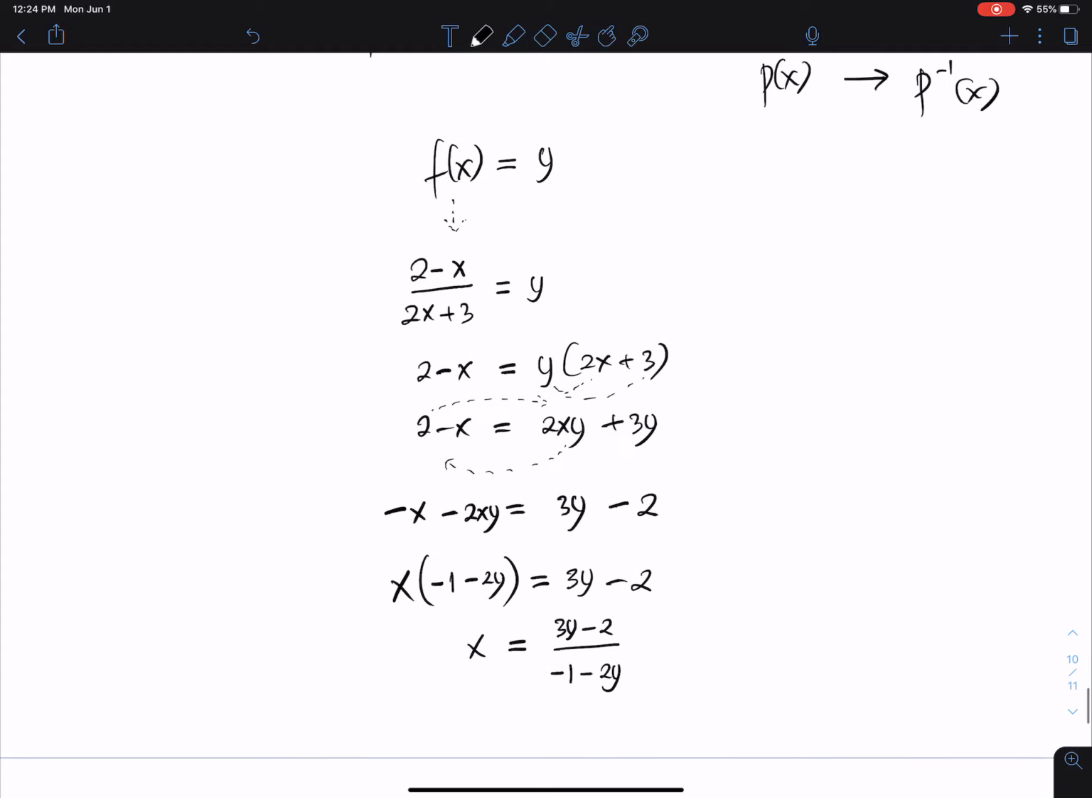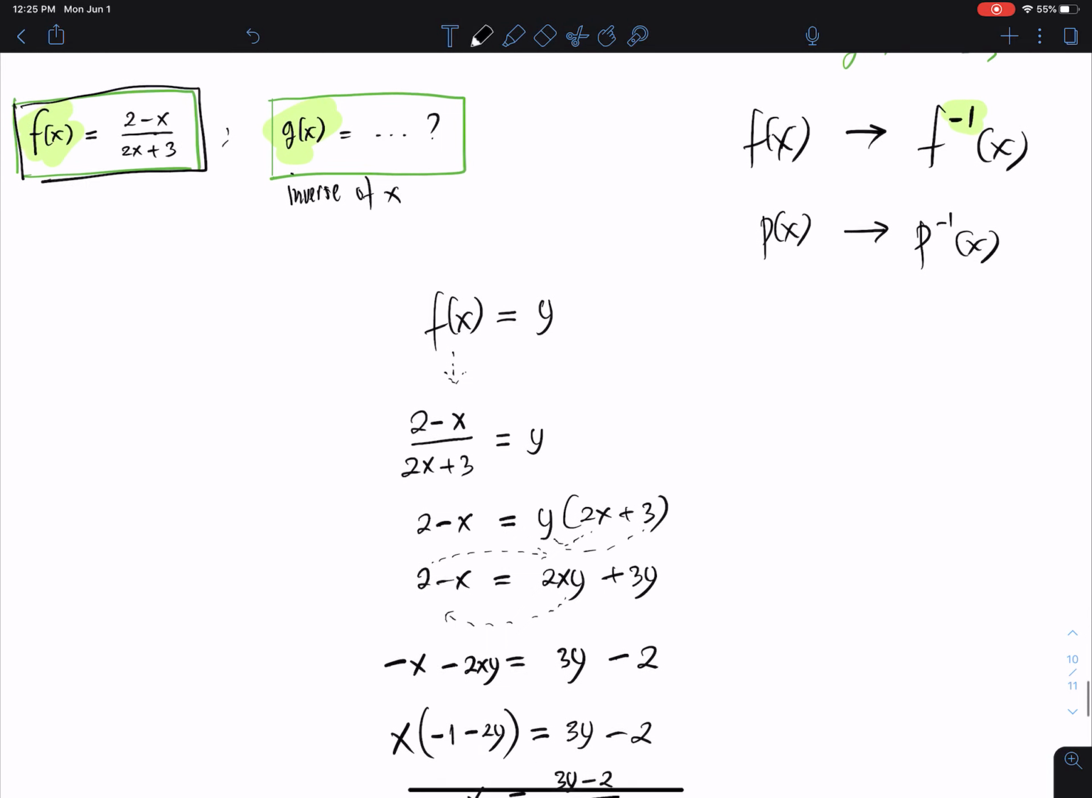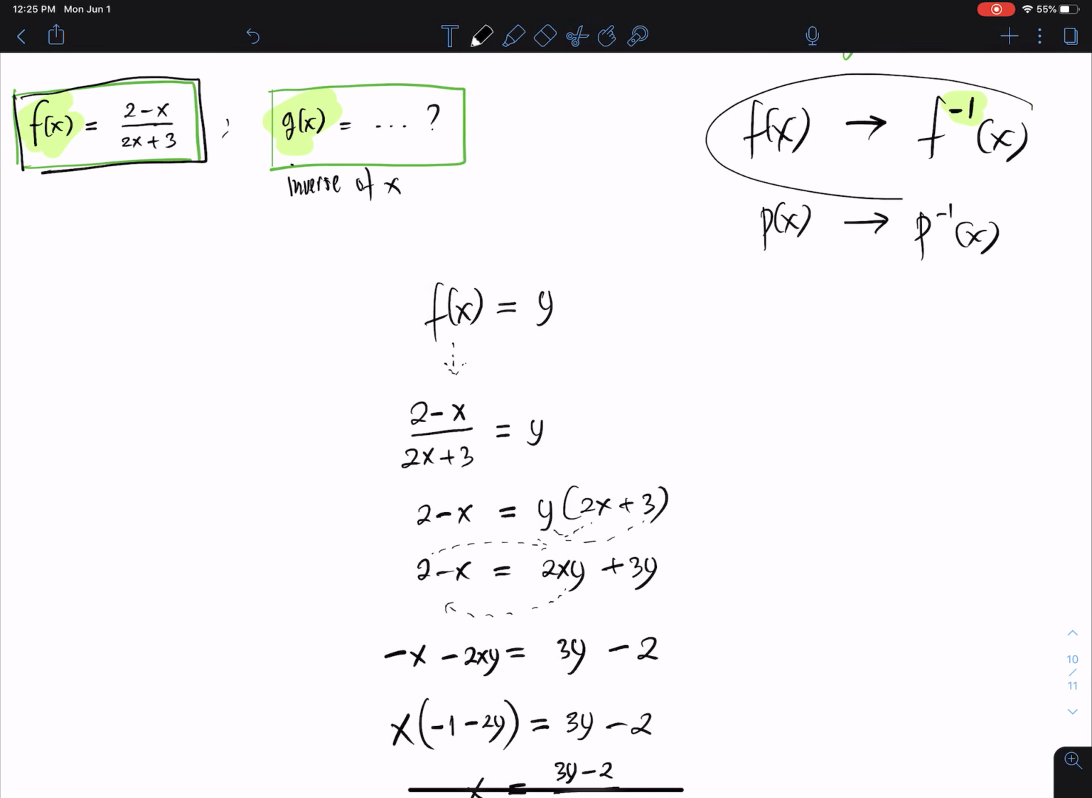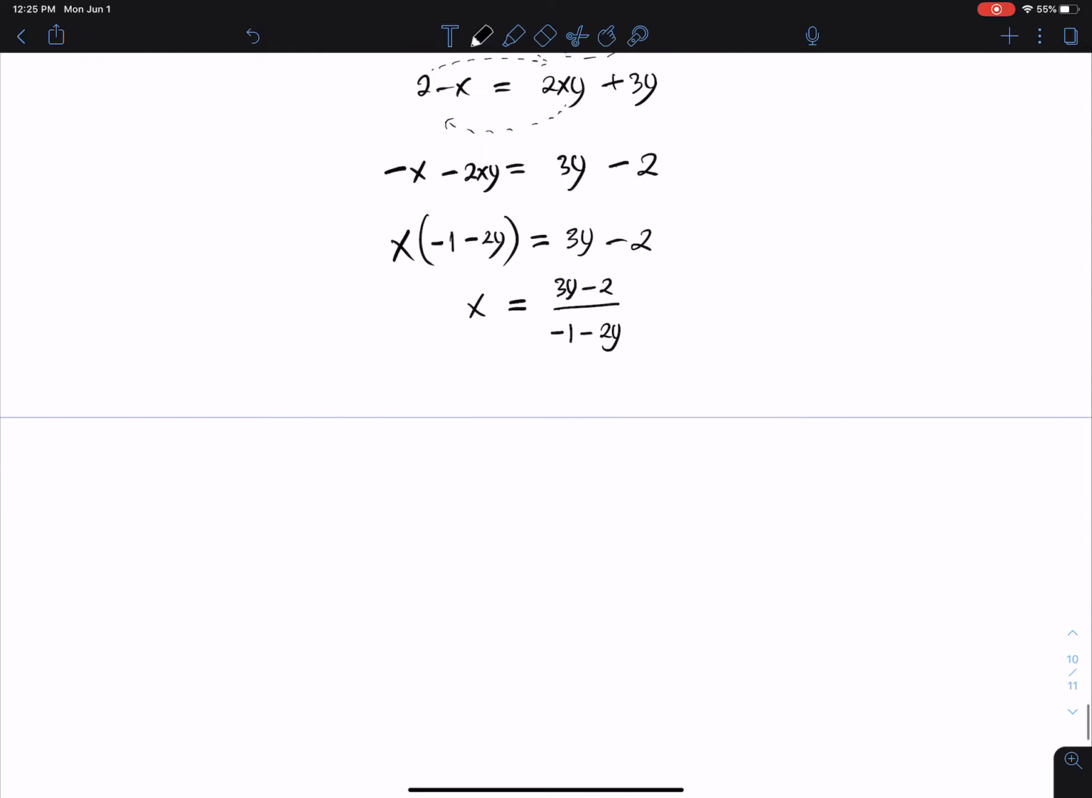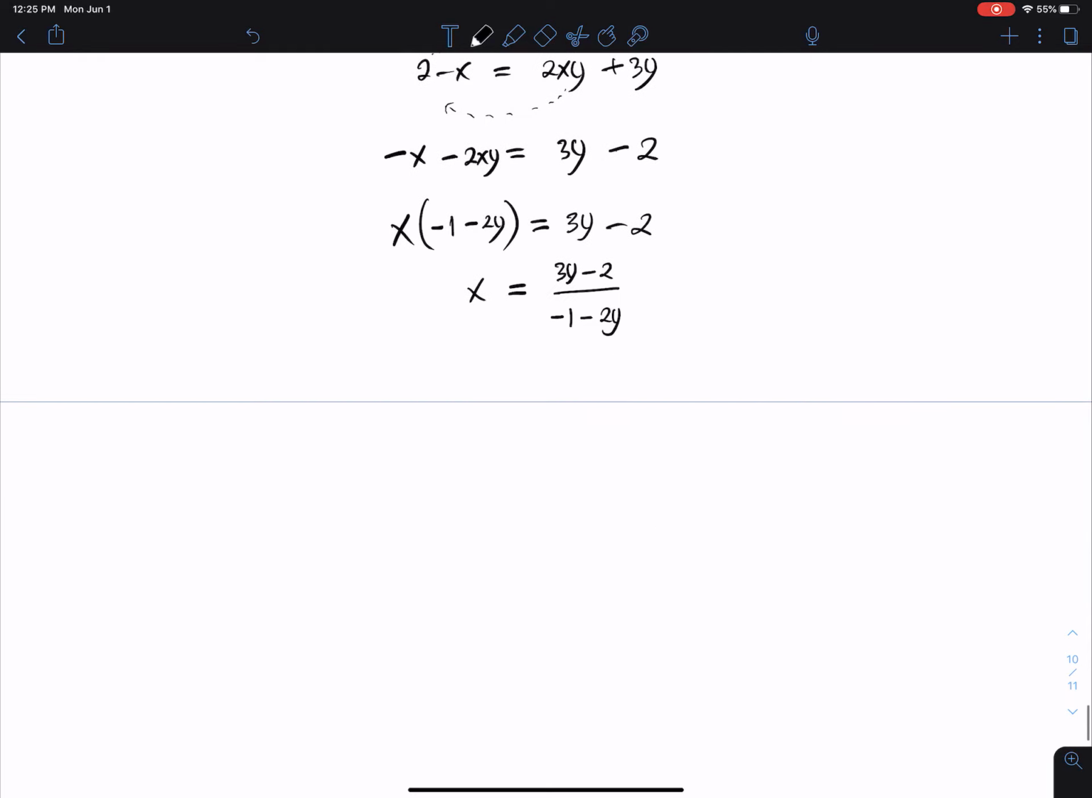Then give a name. But as I mentioned earlier, if you don't want to give another name, you can just make use of the inverse sign, which is minus 1. So either you put f⁻¹(x), or you give another name g(x), it's just the same. It becomes (3x minus 2) over (minus 1 minus 2x). So this is it.